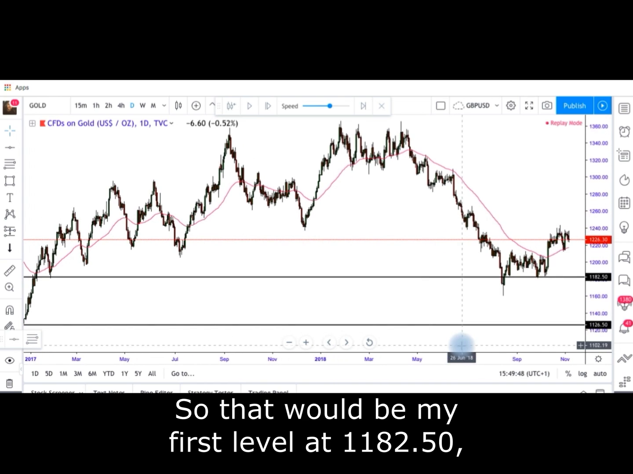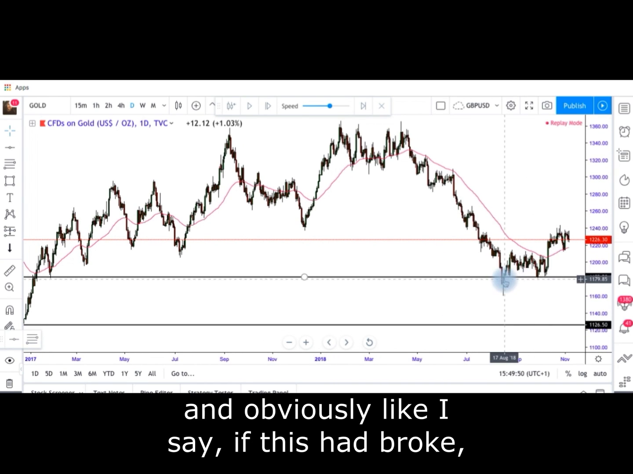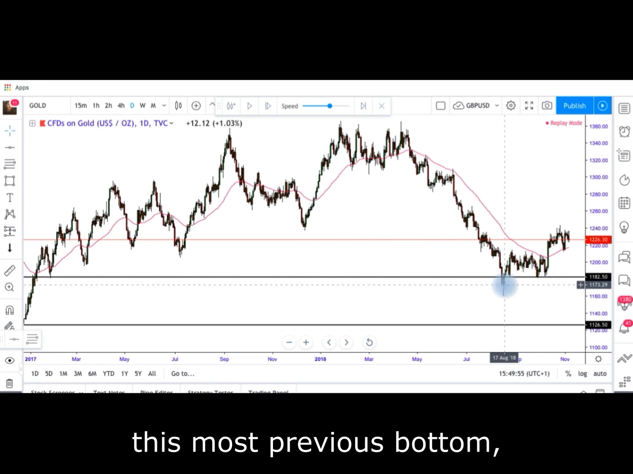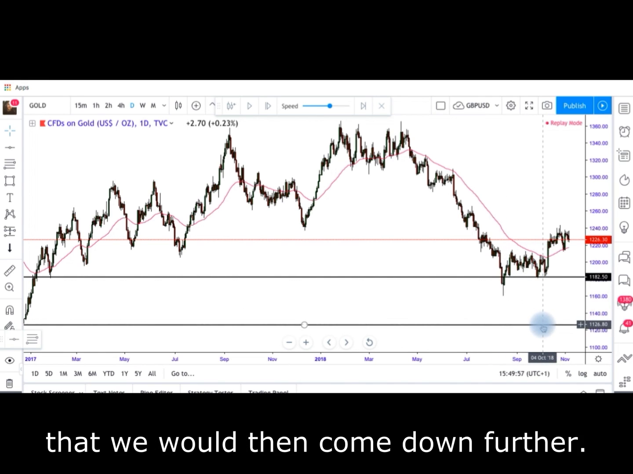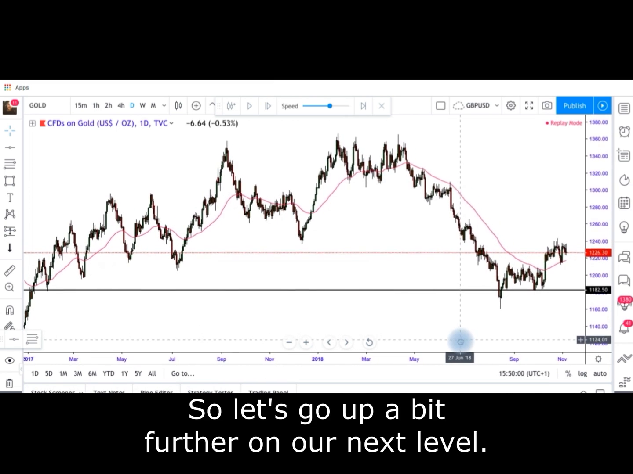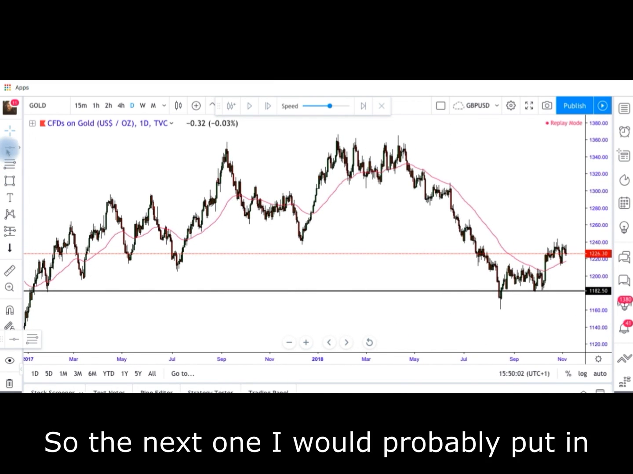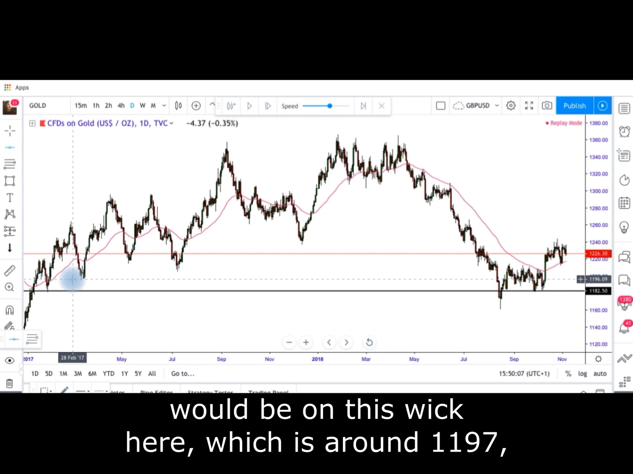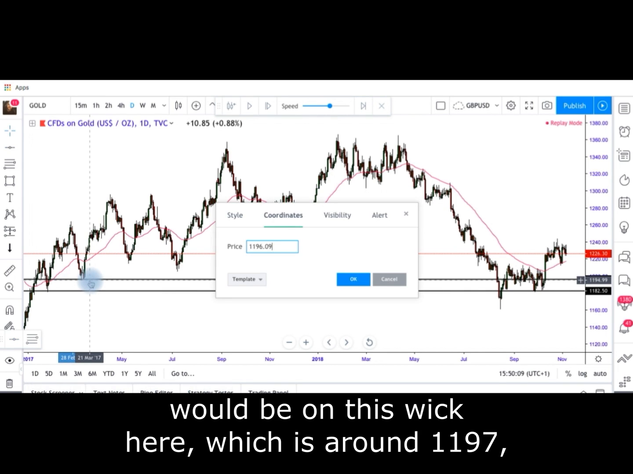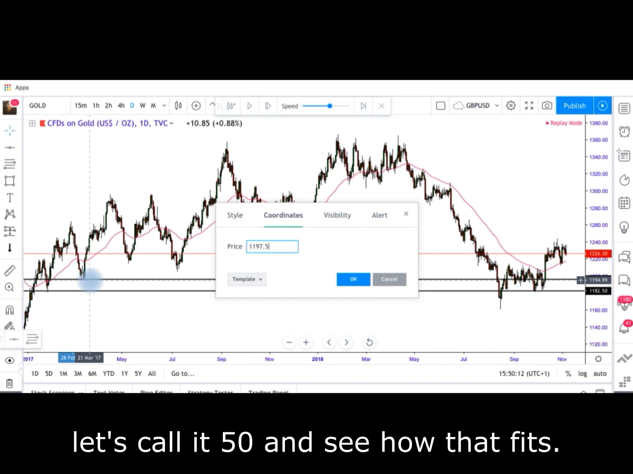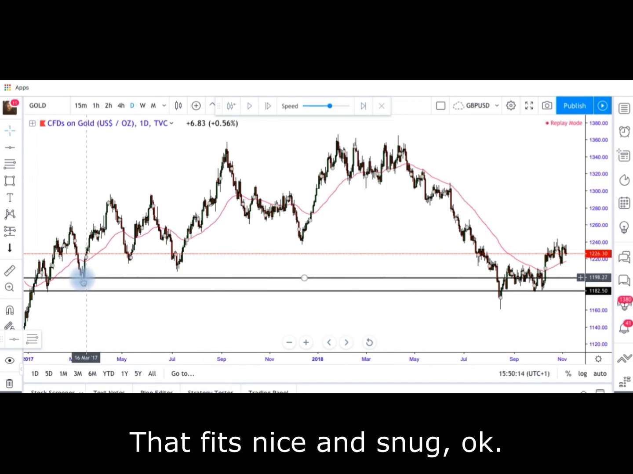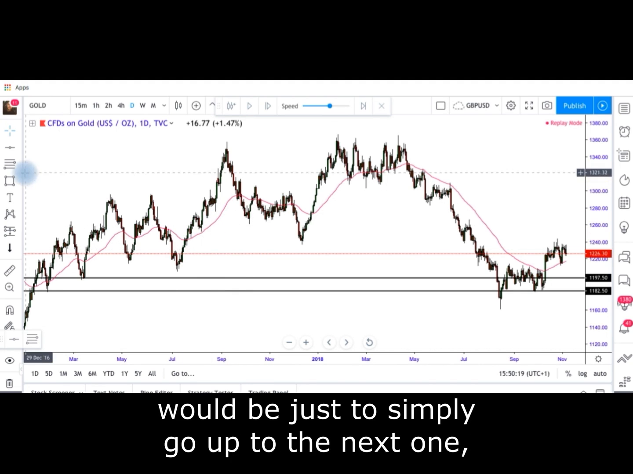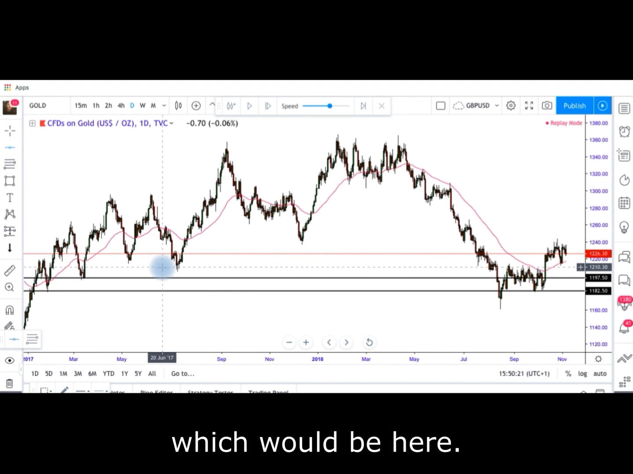So that would be my first level at 1182.50. And like I said, if this had broken, I would expect that if it had taken out this most previous bottom, we would then come down further. So let's go up a bit further to our next level. The next one I would probably put in would be on this wick here, which is around 1197. Let's call it 50. Let's see how that fits. That fits nice and snug. Now the next level I'd put on this would be to simply go up to the next one, which would be here.